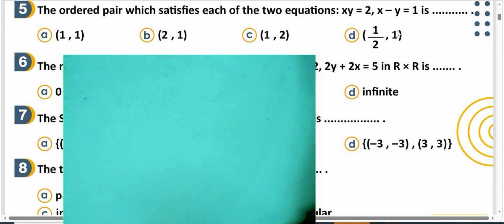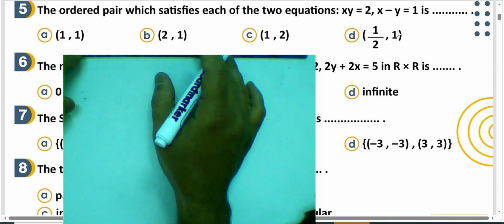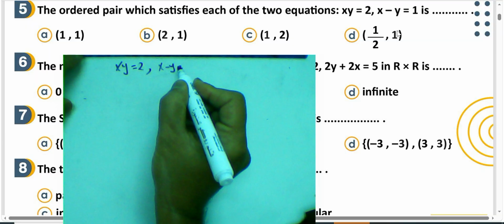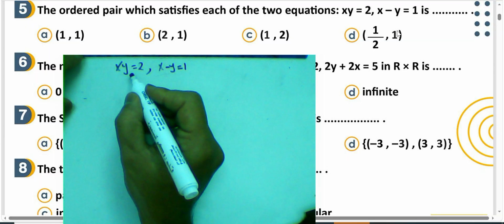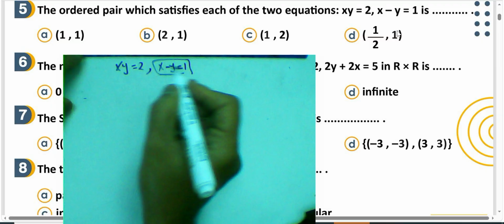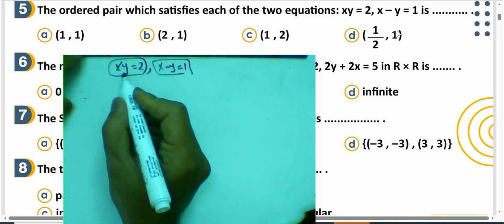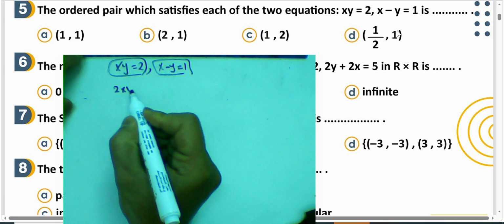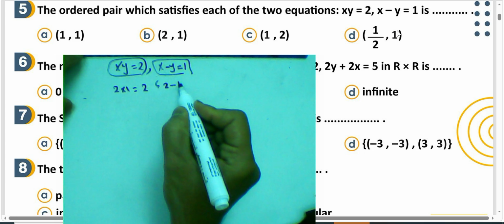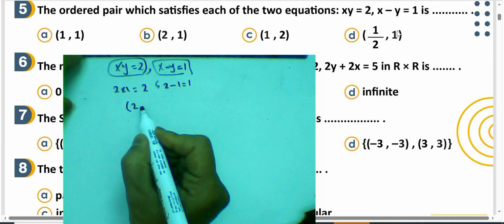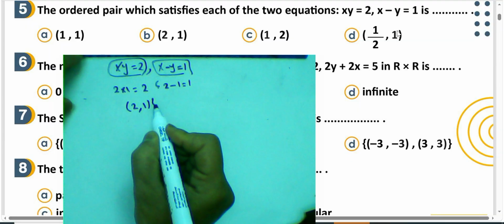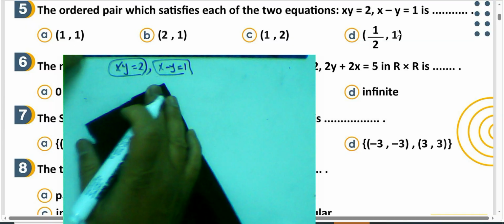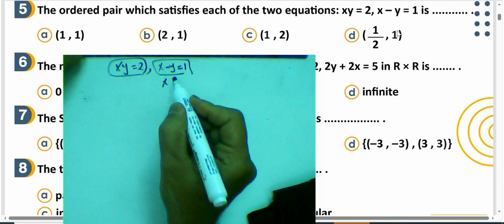Number 5, the ordered pair which satisfies each of the equations x times y equal 2 and x minus y is 1. We have first degree here and second degree. We want two numbers whose product together equals 2 and whose difference equals 1. We can use 2 times 1. 2 times 1 is 2, and also 2 minus 1 equals 1. The value of x will be 2, and the value of y will be 1. Okay, you can solve the example by this method or by using the satisfies equations, like x minus y equal 1.